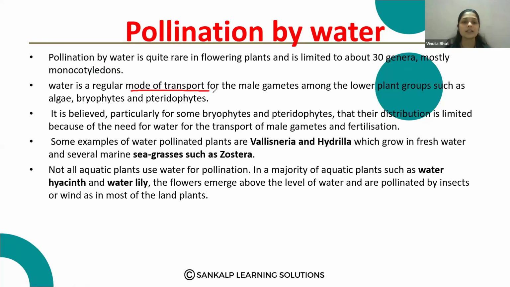Here the water is used for the transfer of the pollen grains, okay, for the male gametes among the lower plant groups such as algae, bryophytes and pteridophytes. So water is the common or regular mode of transport for the gametes in case of algae, bryophytes and pteridophytes. But what we are studying about is the angiosperms, right? Here it is believed, particularly some bryophytes, pteridophytes, that their distribution is limited because of the need of water for the transport of the male gametes and the fertilization.